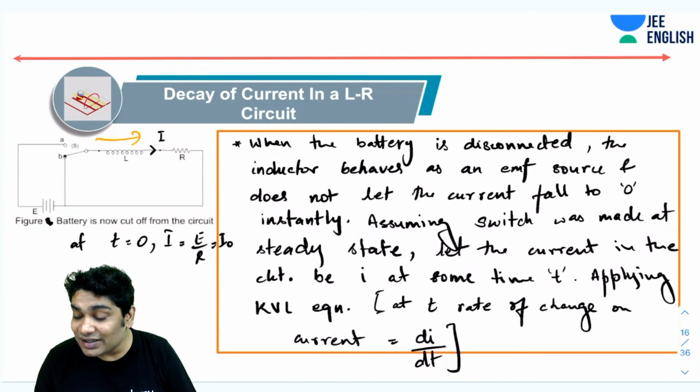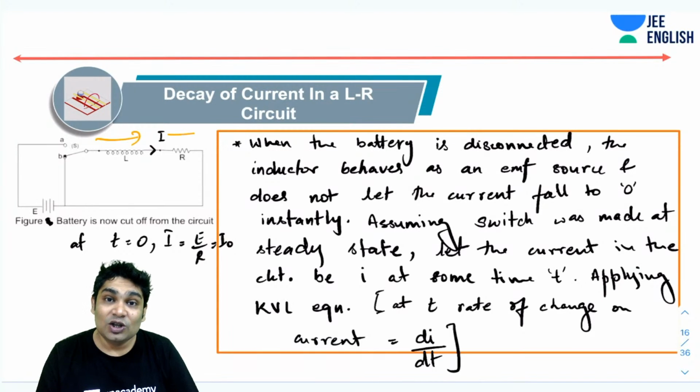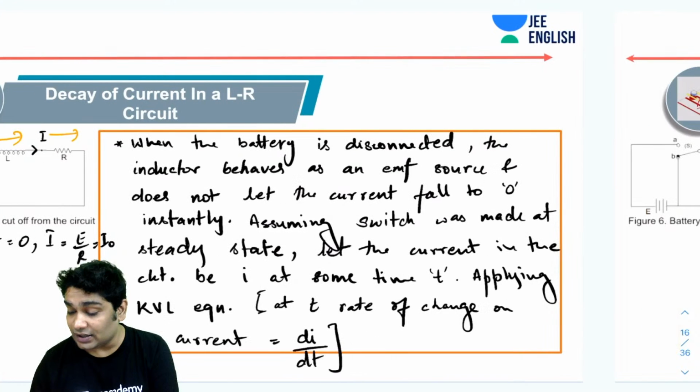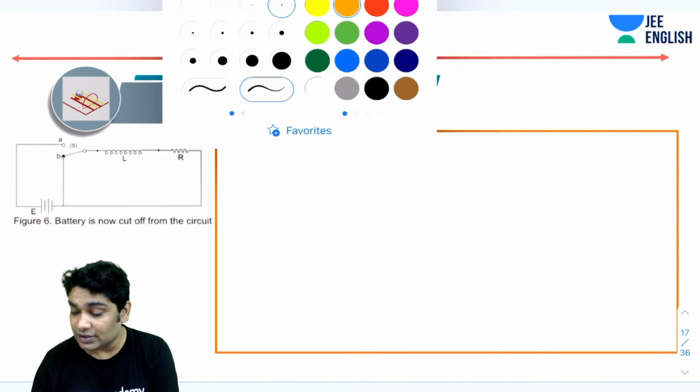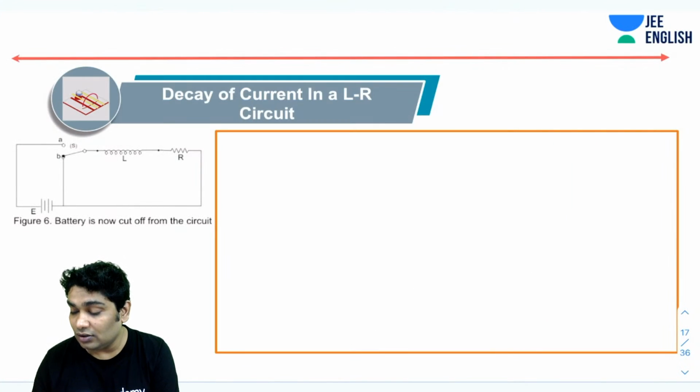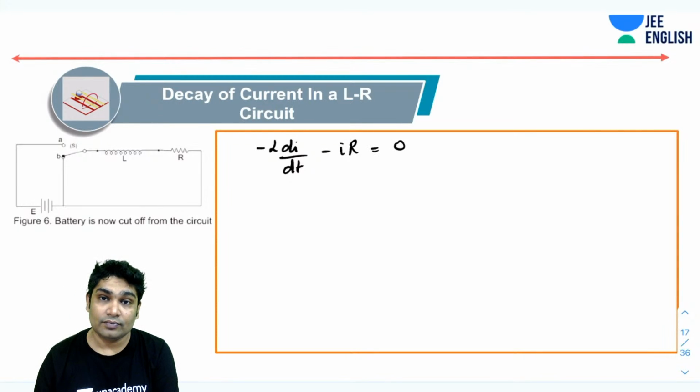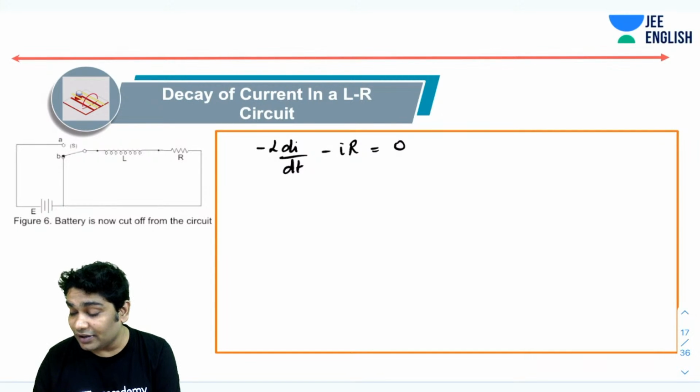Then I will cross the resistance in the direction of the current, so I will see a potential drop of minus IR. So I can say the equation would be minus L di over dt minus IR equals 0. Agreed? So that gives me minus L di over dt equals IR.